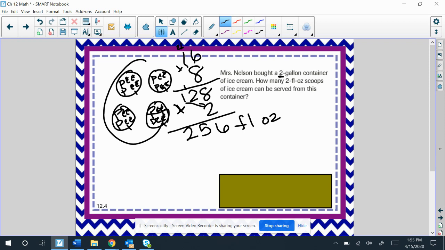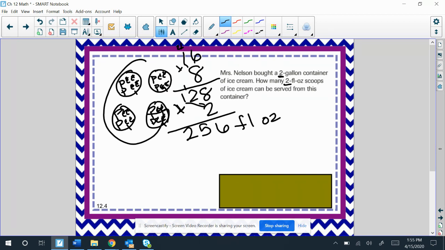what it is asking? Let's double check. How many 2 fluid ounce scoops of ice cream can be served from this container? No, it is not asking how many total scoops there are. We want to split it into 2 fluid ounces. Well, I know when I split things, I divide. Go ahead and divide now.